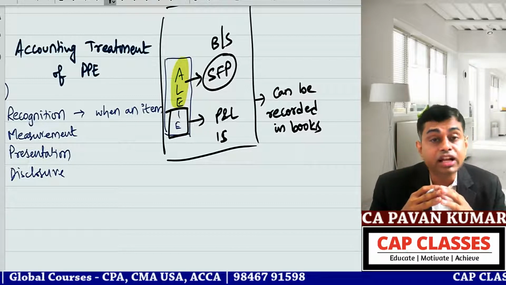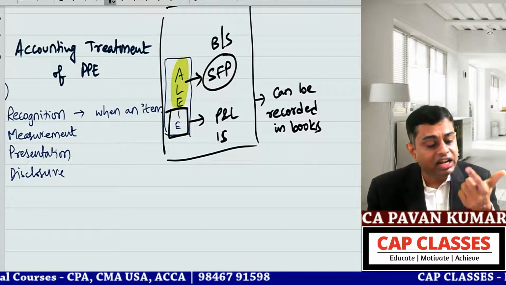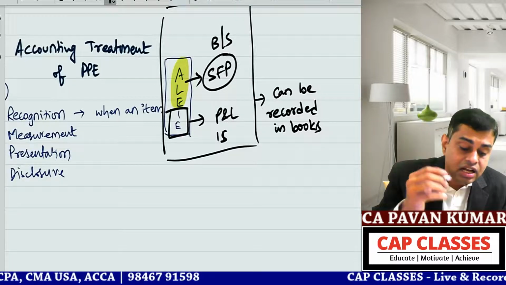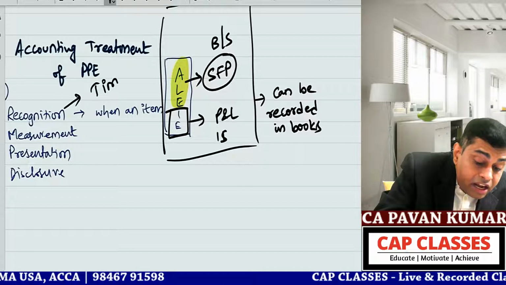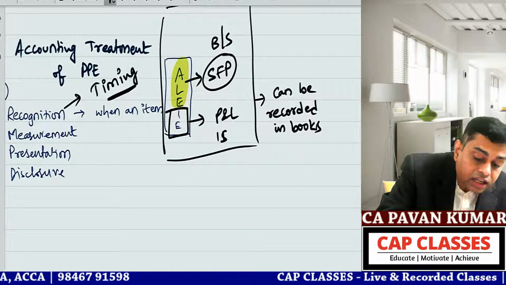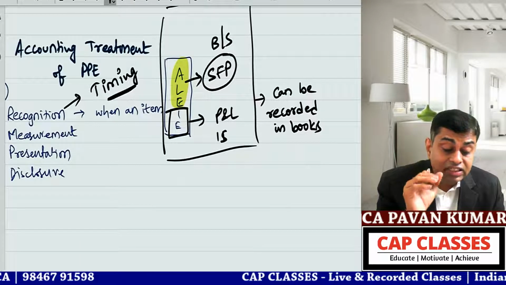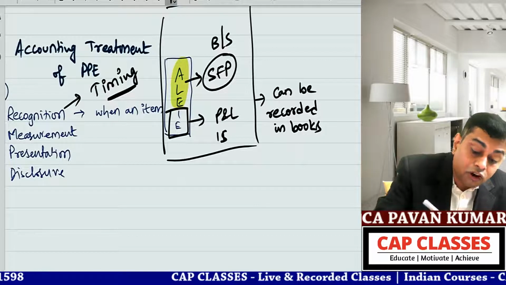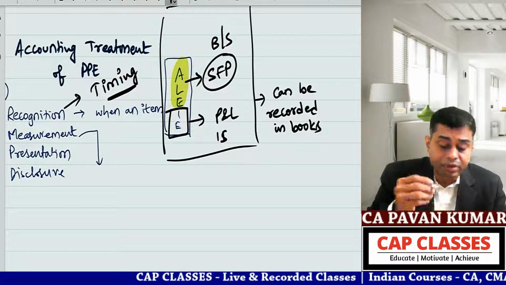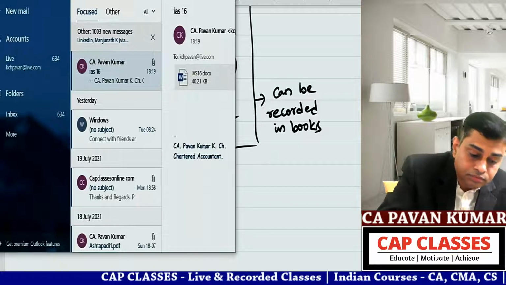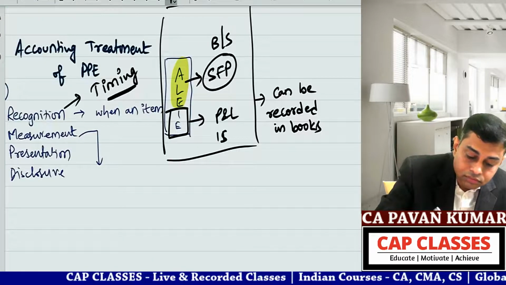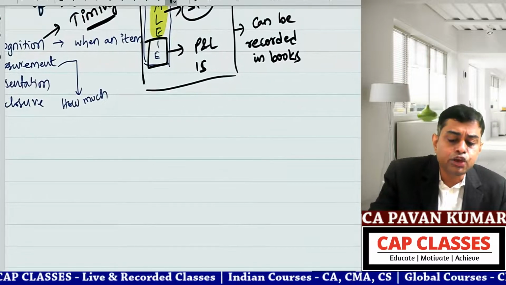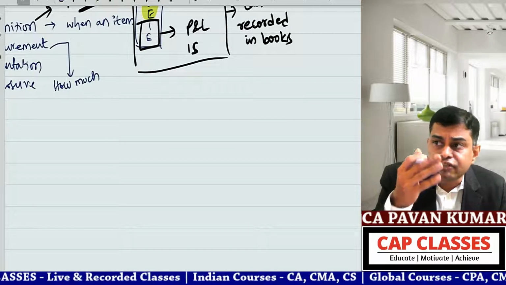Okay, so recognition means when an item of asset, liability, equity, income and expense can be recorded in the books. That is called recognition. That means recognition is the timing of passing a journal entry. What is recognition? Recognition is the timing of passing a journal entry. Then comes measurement. Pavan sir, then what is measurement? Measurement means how much. Say for example, you are speaking about the purchase of a fixed asset.